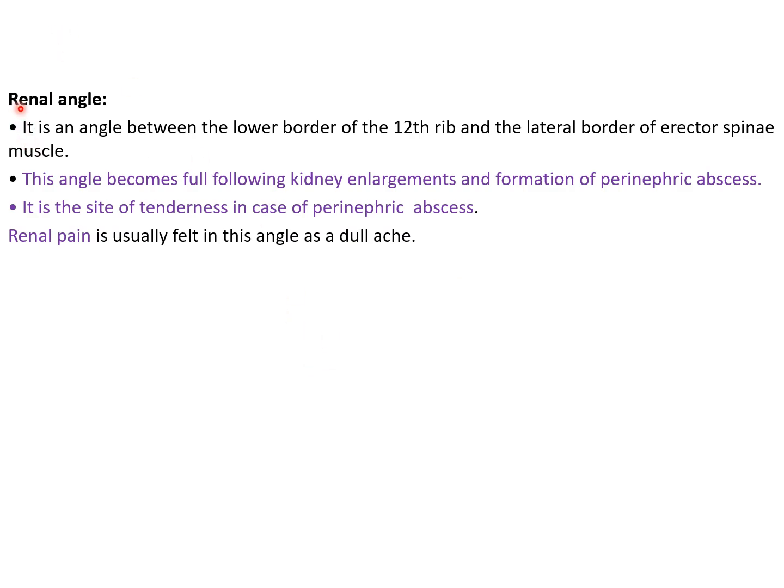Renal angle is the angle between the lower border of the 12th rib and the lateral border of the erector spinae muscle. The renal angle is the area where the pain of the kidney is felt. Usually the pain of the kidney is felt in this area as dull ache, but in case of perinephric abscess, this area is very tender. In case of enlargement of the kidney, the area of the renal angle becomes full.